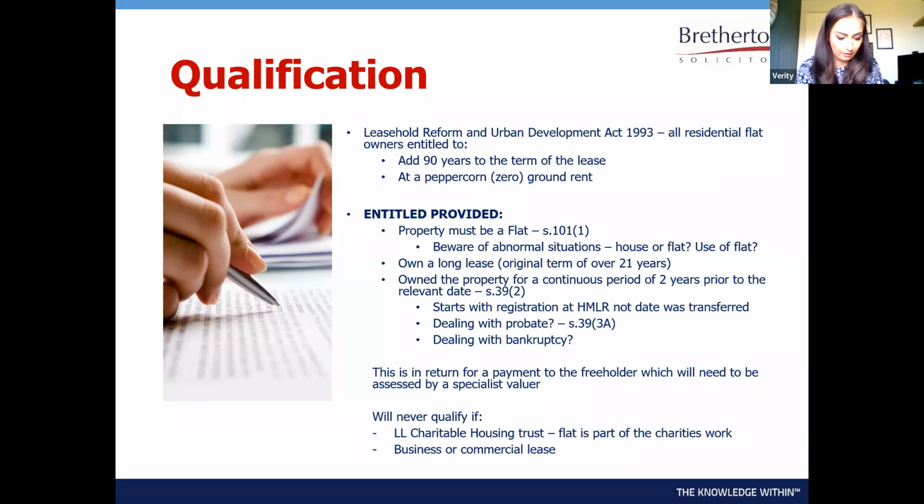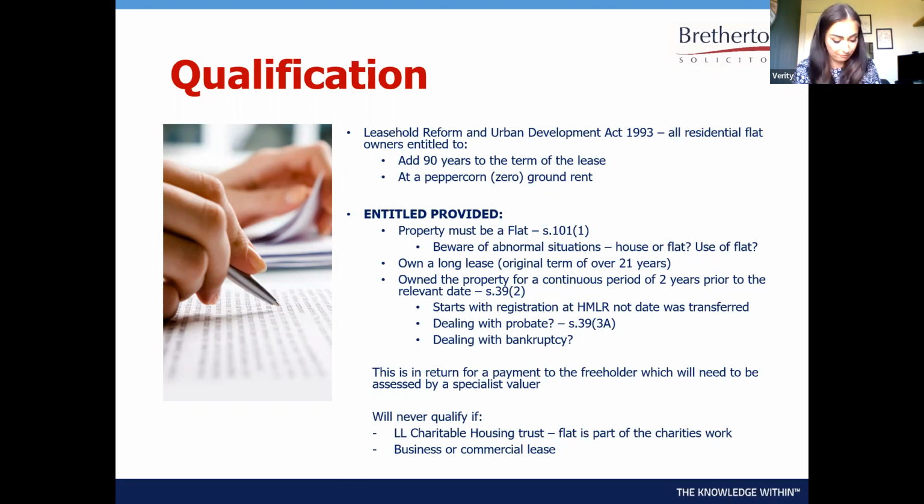Do beware of certain situations to this. So this is the period that starts from the date that the tenant was registered at the Land Registry, not from the date that it was transferred to them, which is an area that a lot of solicitors can slip up on. If the lease has already been extended, this goes from the date that the later lease was registered at the Land Registry, not the original lease, so be aware of that.